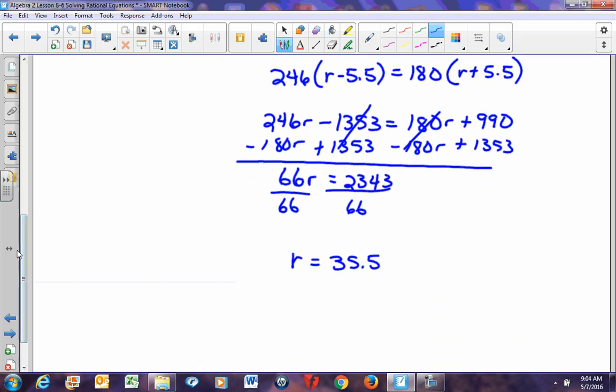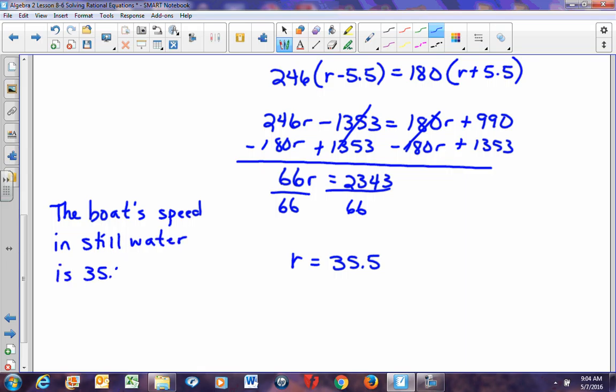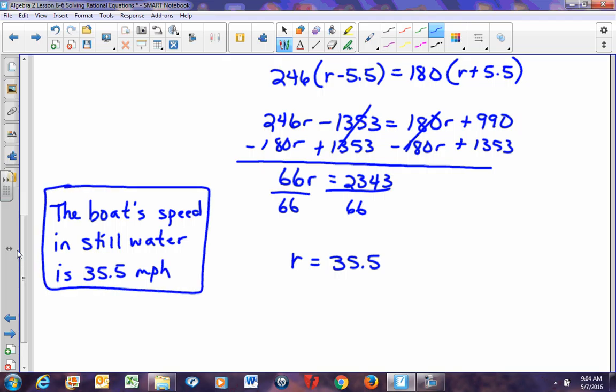So the boat speed in still water is 35.5. And there you have solving rational equations. I actually think rational equations are fairly simple. If you can set up the rational equation, solving it is actually the easy part. Setting it up is the complicated part, but they're fairly simple to set up once you get used to the process of it.